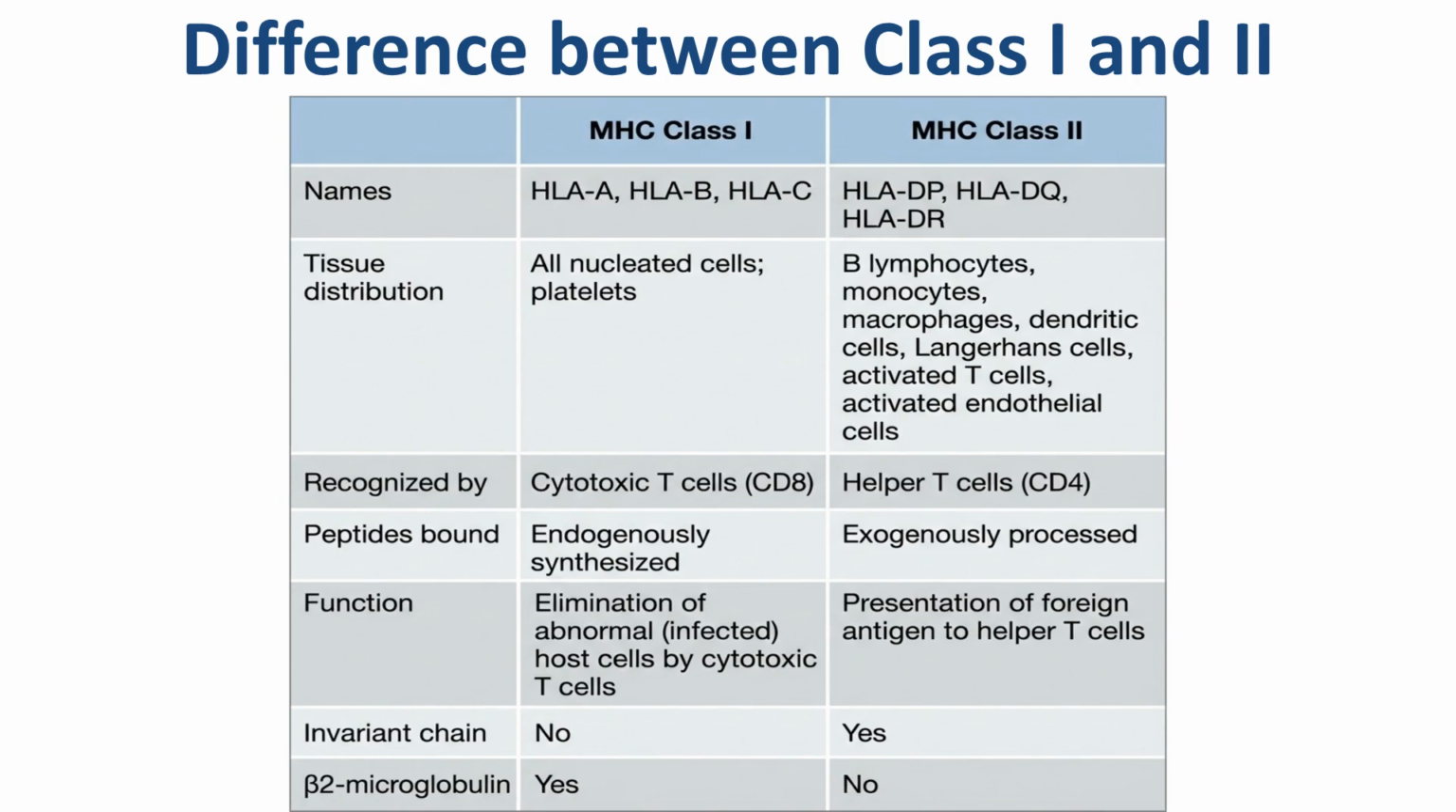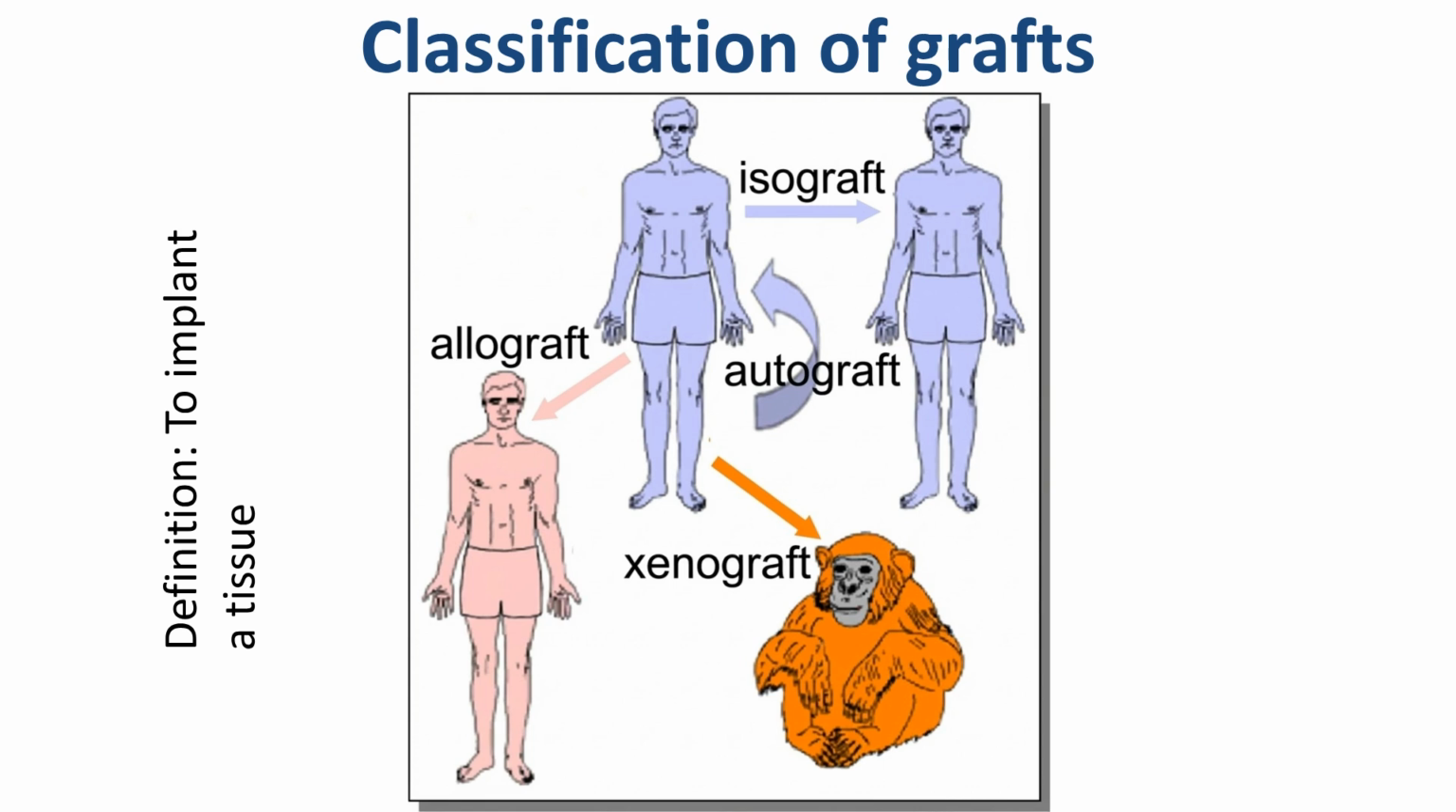Finally, they activate different T cell types. Class I presents to CD8 positive cytotoxic T cells that kill infected cells. Class II presents to CD4 positive helper T cells that coordinate immune responses.